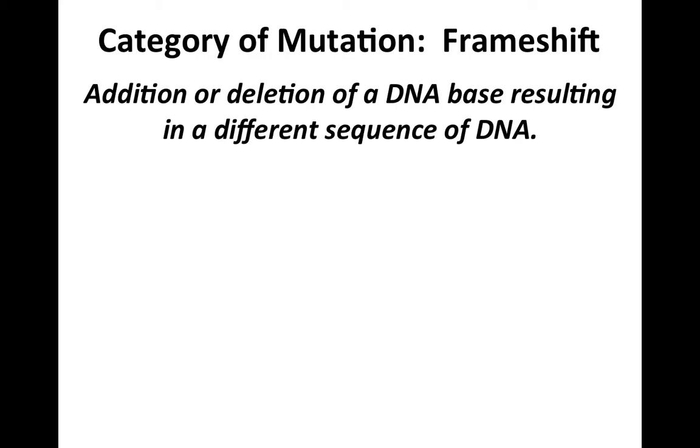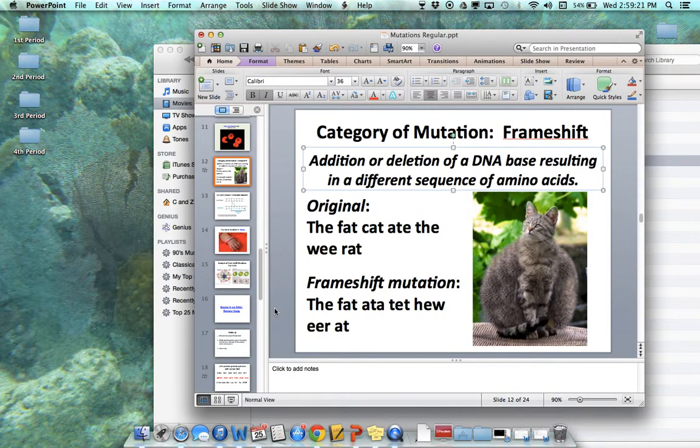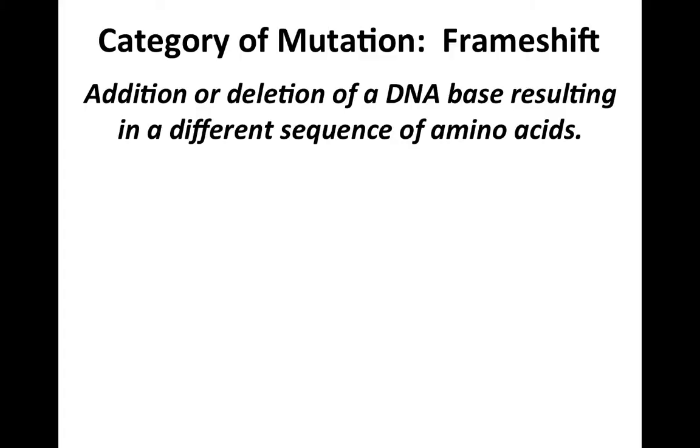So frame shift is basically going to be the addition or deletion of a DNA base resulting in a different sequence of amino acids. Okay. So basically, you're going to find that a lot of stuff is going to get changed on this one. It's not just going to be one single point. All right. So you write that down, and I'll give you a couple examples to help you visualize what I'm talking about. So we're going to add or delete a DNA base, which is going to result in a completely different amino acid sequence.